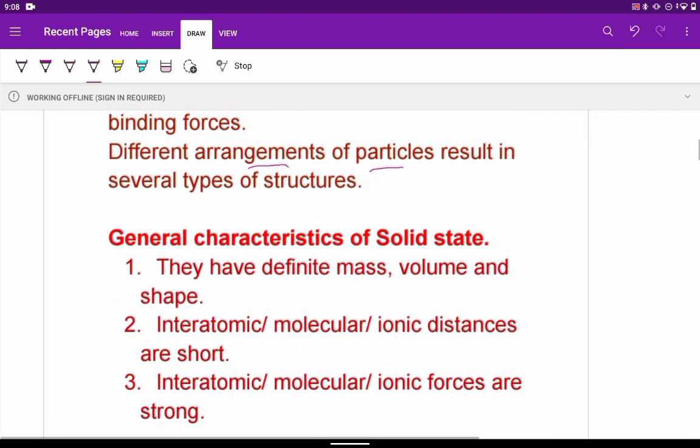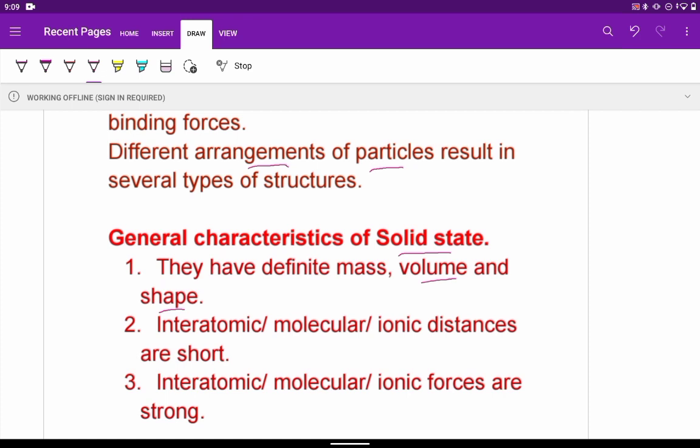In general, in the solid state which we see around us, for example if you take your chemistry book, it has a definite mass, it occupies a definite volume, and it has a definite shape. It is true for any solid. And this you have learned in your lower classes as well, in class 5th and 6th.